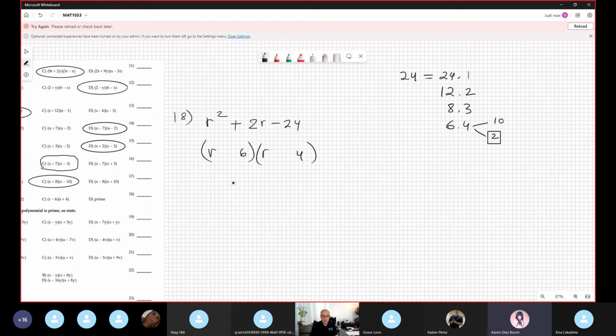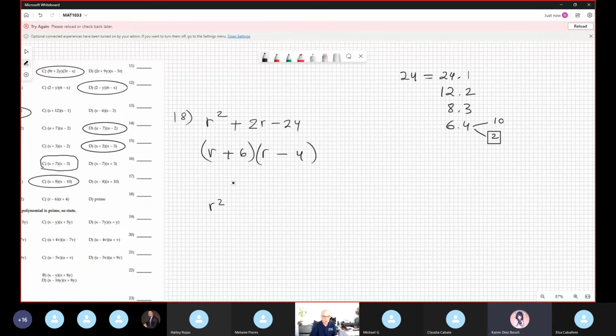What sign? Who can help me? Same sign or different? Different. What is positive? What is negative? Who is positive? Who is negative? 6 positive and 4 negative. Very good. Now checking. Always mandatory.